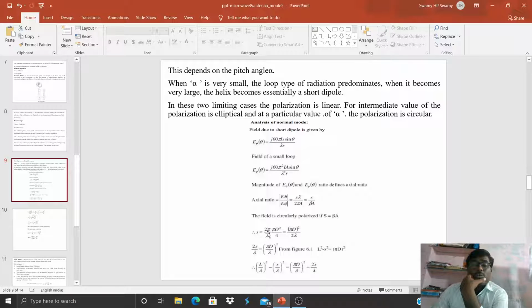Therefore S is equal to 2 pi by lambda times pi d squared divided by 4, which is pi d whole squared divided by 2 lambda. So 2S by lambda is equal to pi d by lambda whole squared. From figure 6.1, L squared minus S squared is equal to pi d whole squared. Therefore L by lambda whole squared minus S by lambda whole squared is equal to pi d by lambda whole squared, which is equal to 2S by lambda.